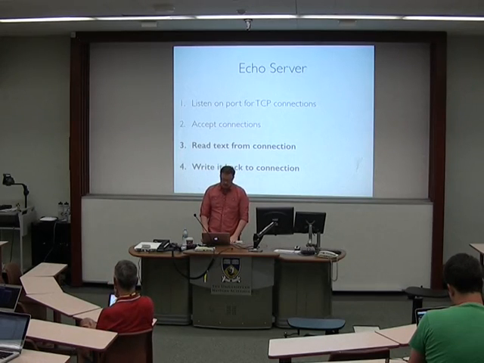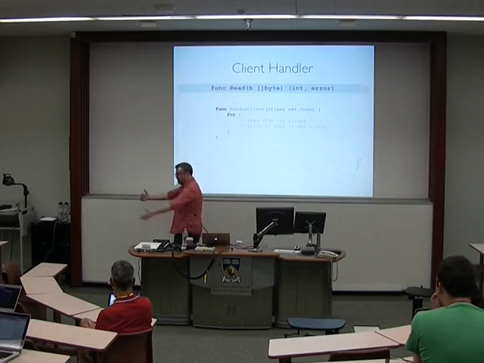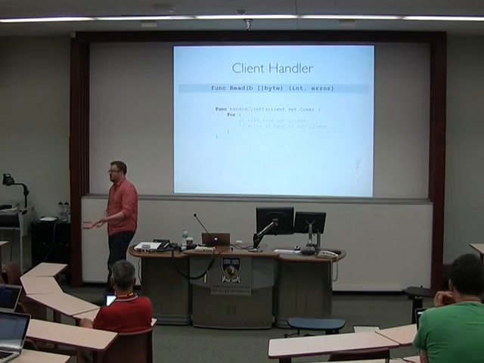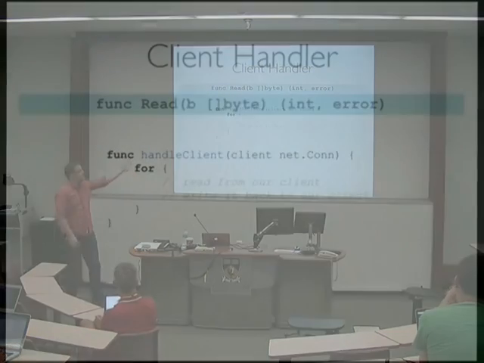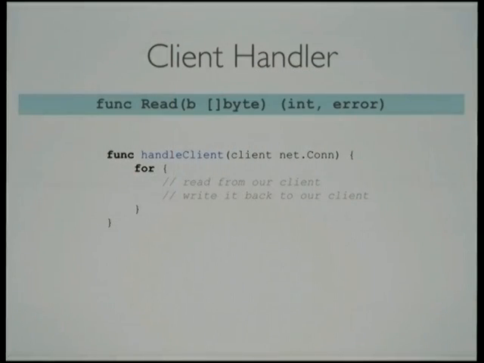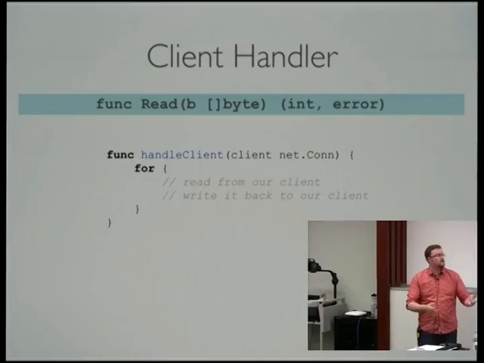So back to the Echo server. The next step is to read text and write to it. So we're back in our net package and our documentation. We search for read, and we can find there's a pretty straightforward read function that probably looks like most read functions you've worked with in the past. You can assume that this is a buffer, and it returns bytes read and possible errors.